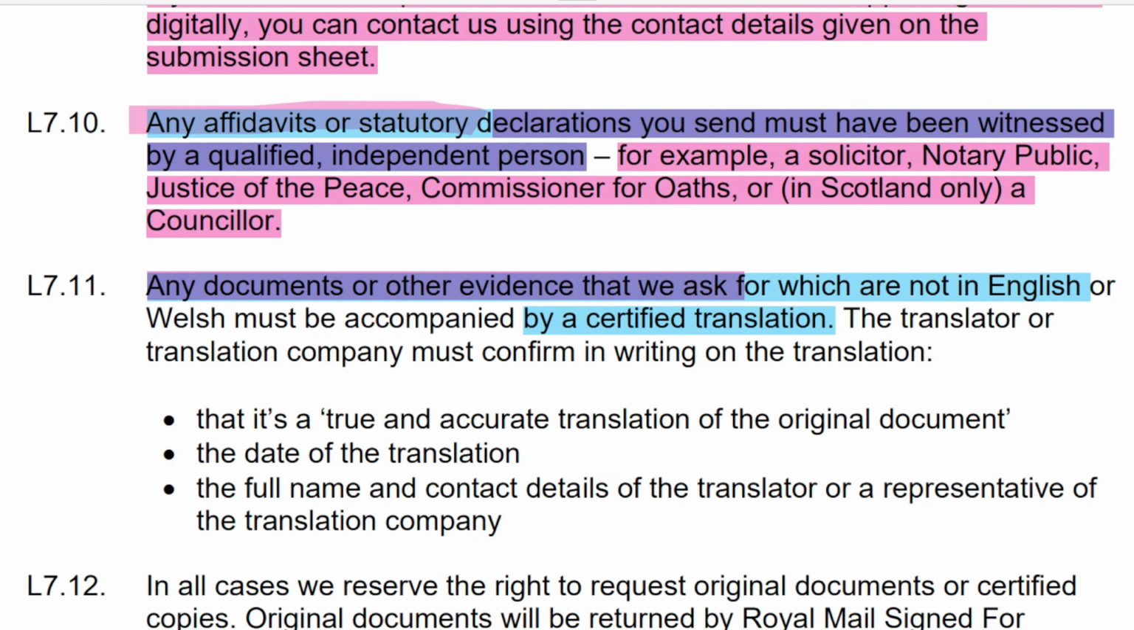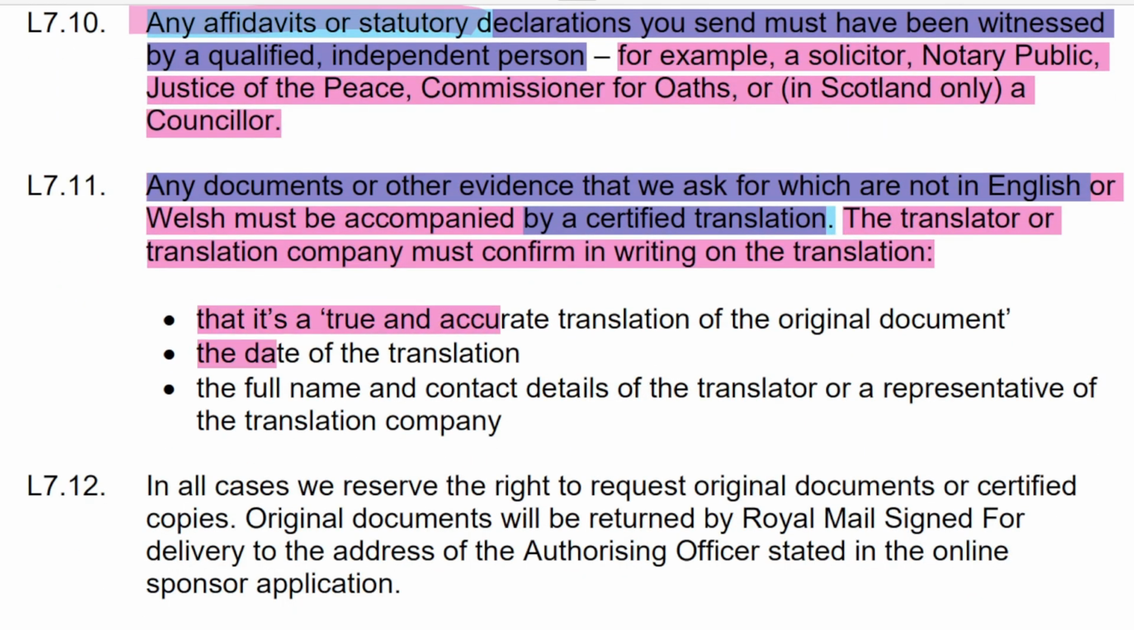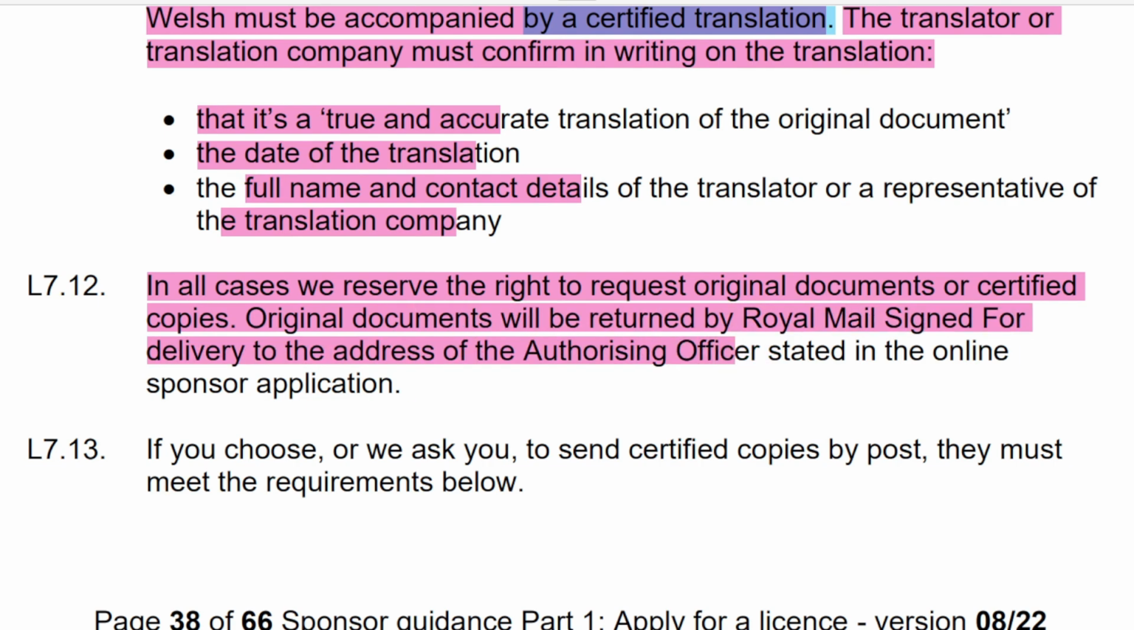Any documents or other evidence that we ask for which are not in English or Welsh must be accompanied by a self translation or a certified translation copy. The translator or the translation company must confirm in writing on the translation that it's true and accurate, the date of the translation, and the full name and contact details of the translation company. In all cases, we reserve the right to request the original document or certified copies. Original documents must be returned by Royal Mail signed delivery to the address of the authorizing officer stated in the online sponsorship application.